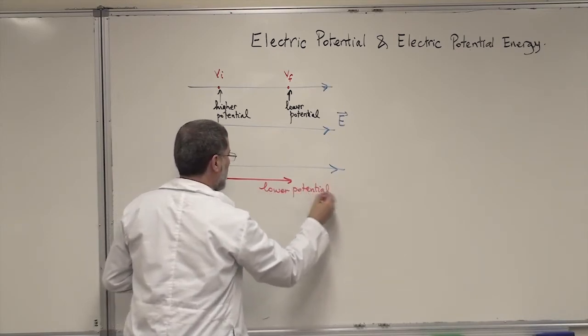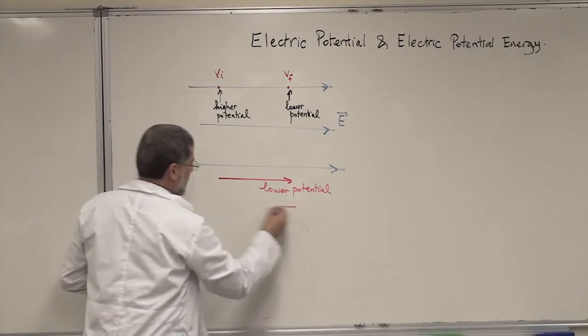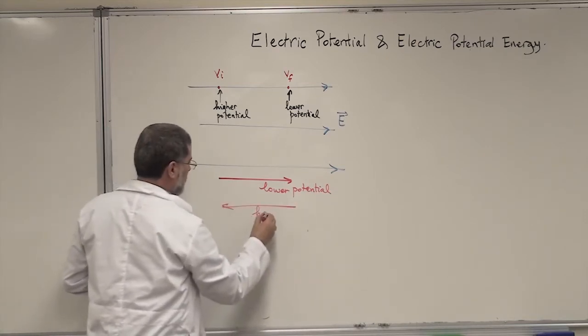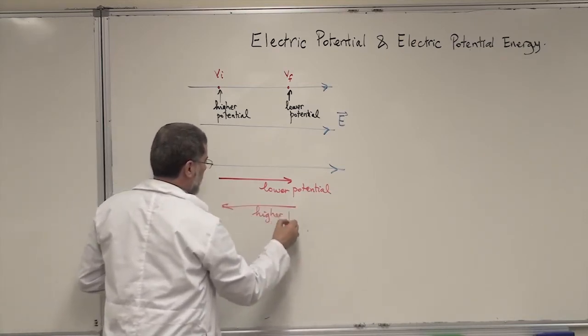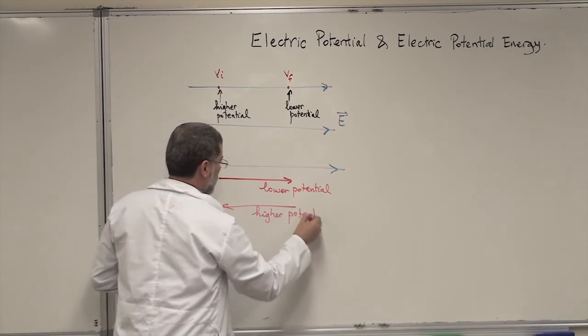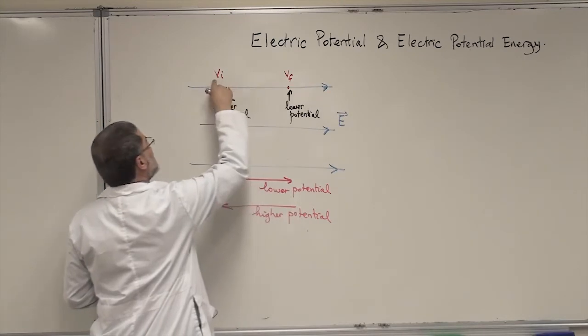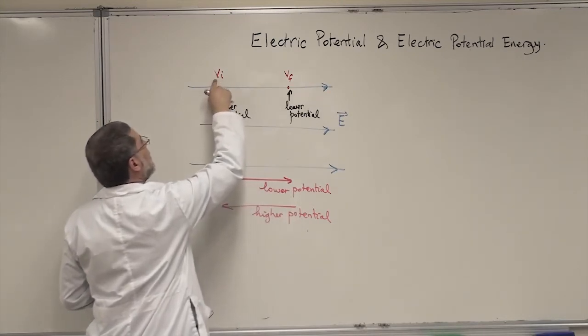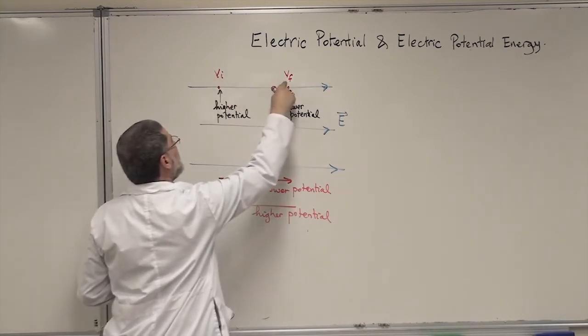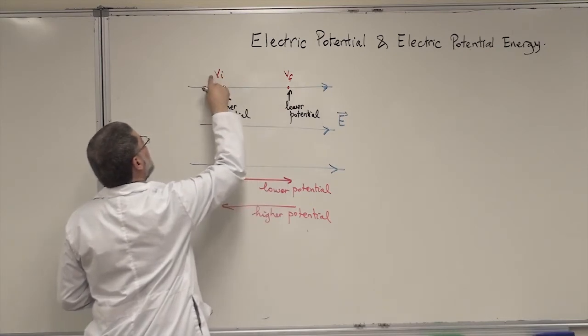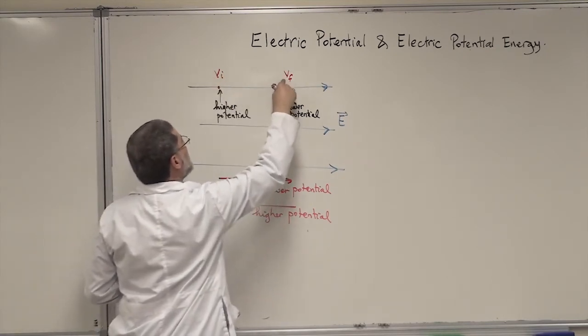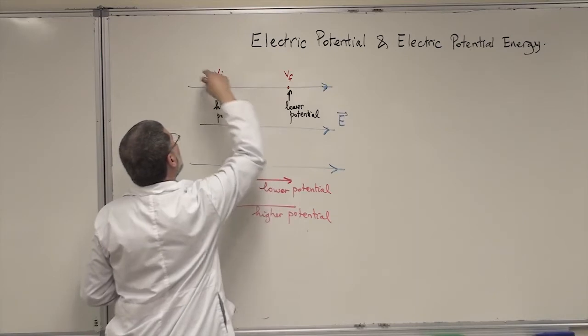Very important. As you go in this direction, you go to higher potential. Let me give you an example. If the potential here is 50 volts, here it will be 60 or 70 or 80 or 90, higher than this point here. If the potential here is 100 volts, the potential should be 90, 60, 40, and so on, lower than this potential here. Very important, okay?